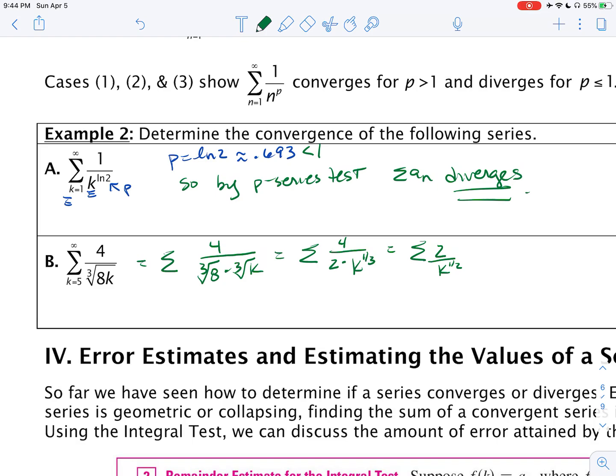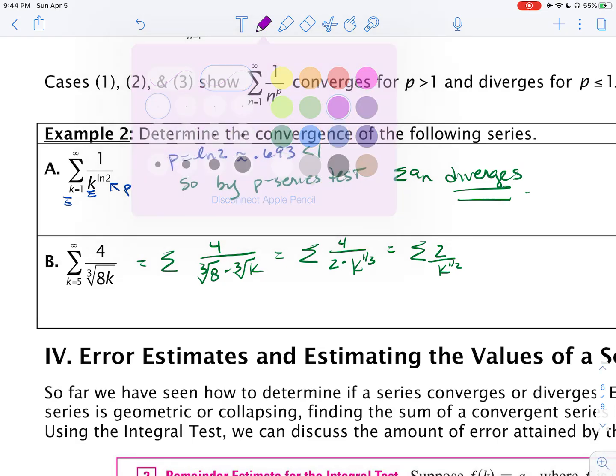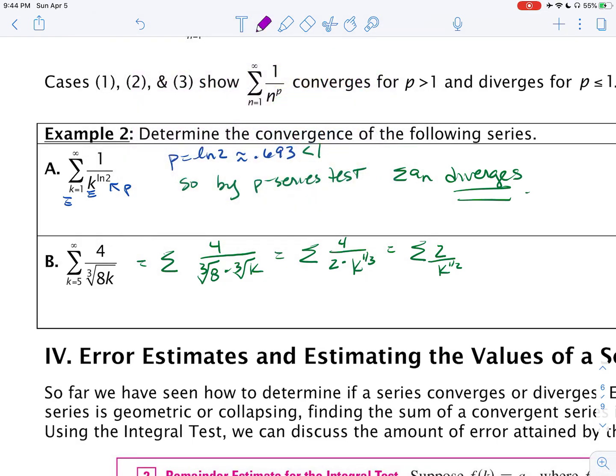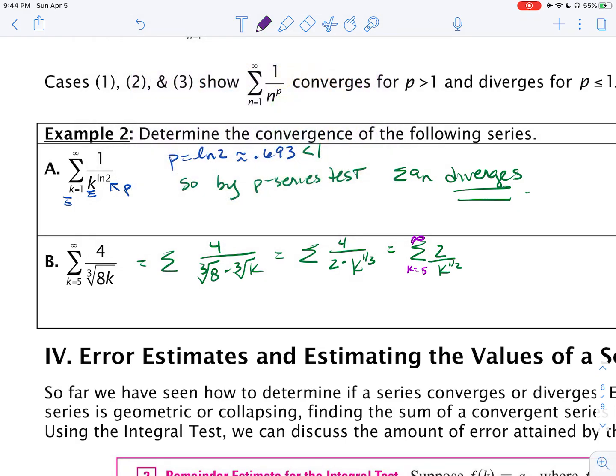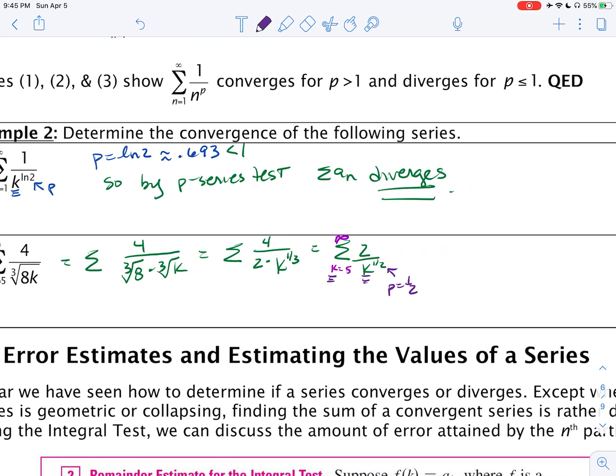And we are using the variable k, and starting from the beginning, this was k equal to 5 to infinity. So because we have the same variable, k and k, this 1/2, our p here, is equal to 1/2, and 1/2 here is less than 1. And so, conclusion, this series diverges by the p-series test.